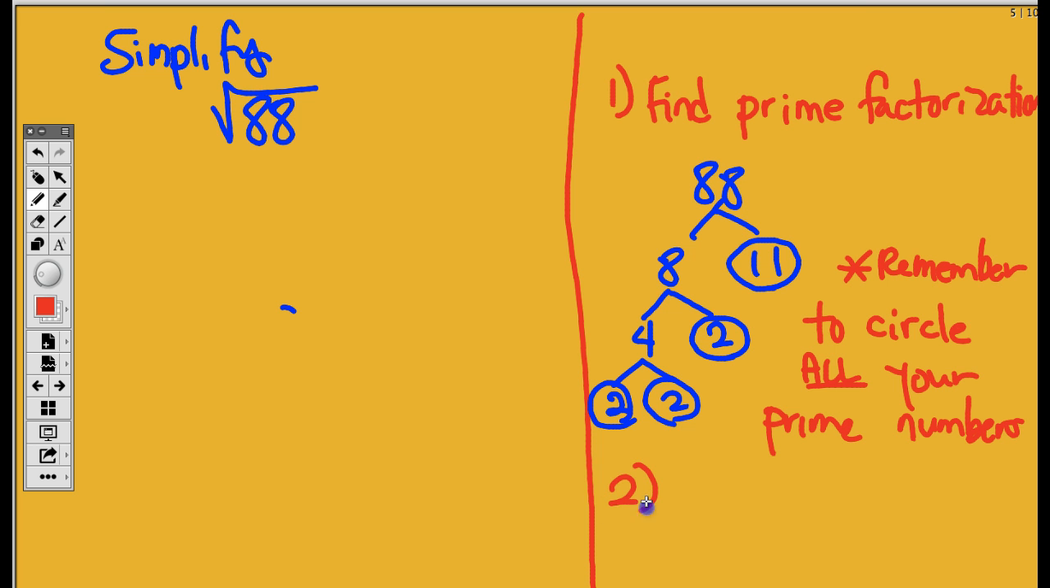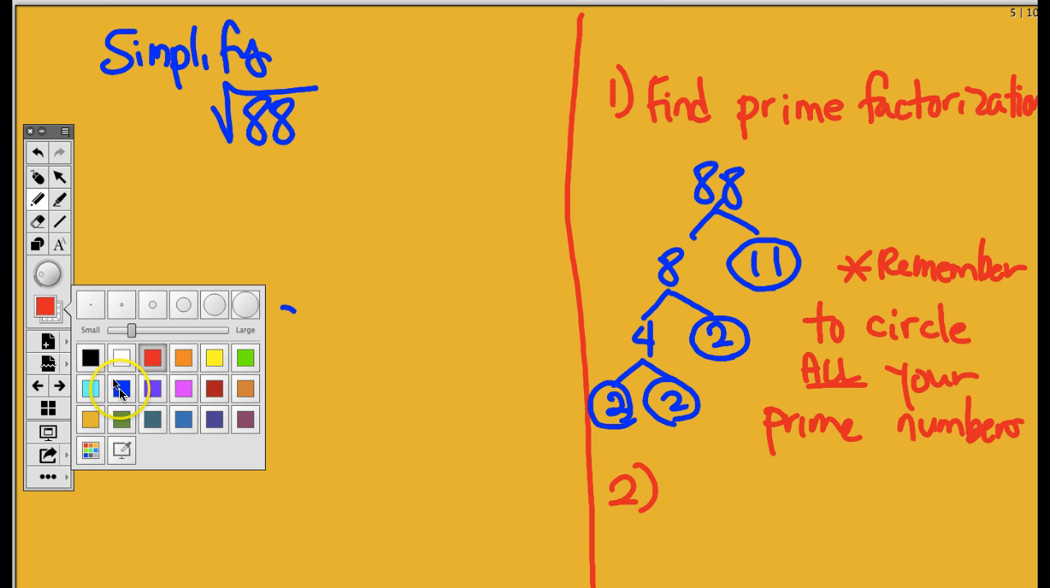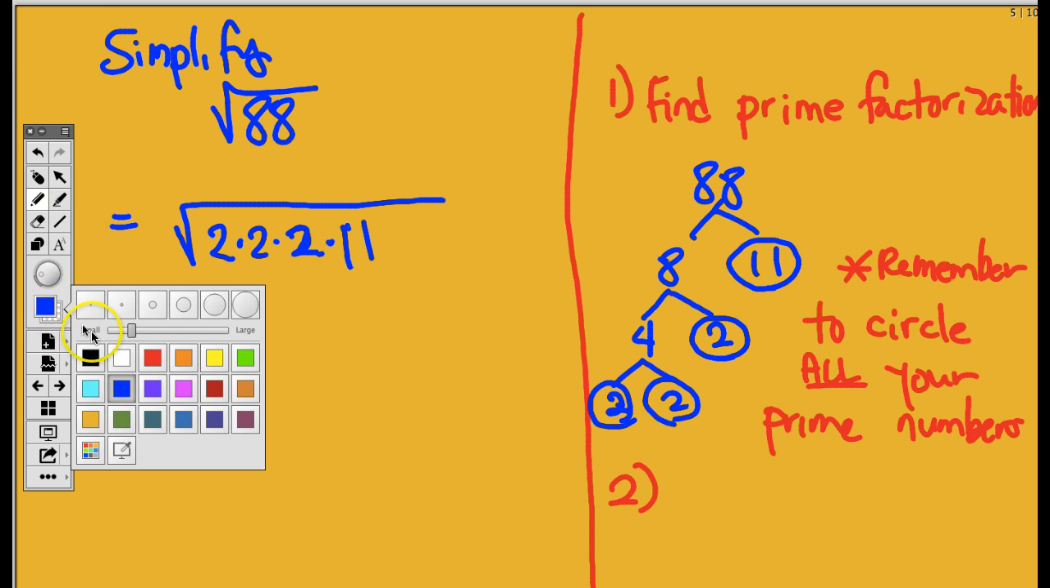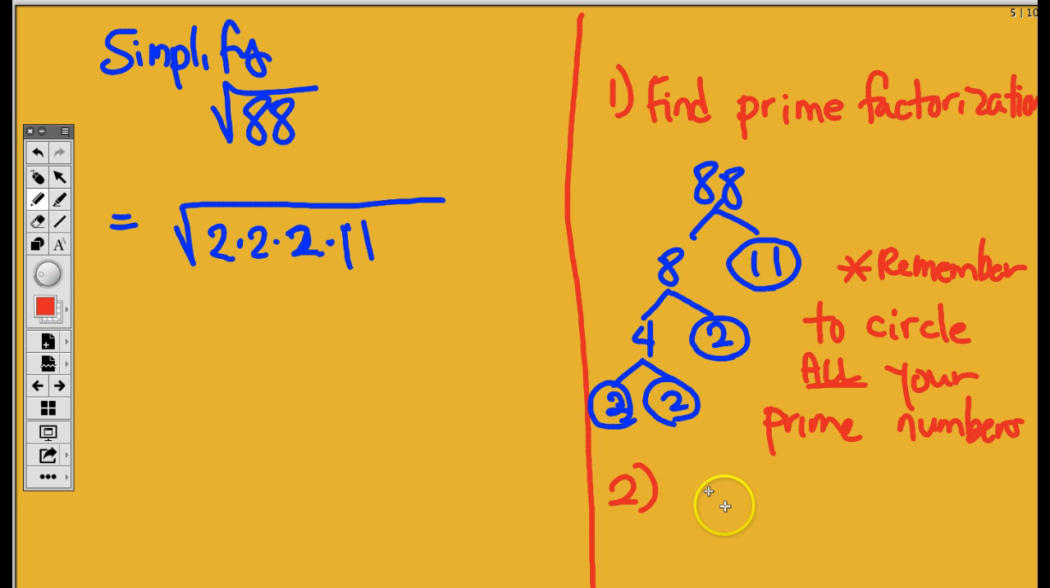So then the next step to simplify something like square root of 88 is to just write your 88 in your prime factorization form. So if you look over here, 88 is the same as 2 times 2 times 2 times 11, right? And you know, if you don't believe me, what you can do is actually multiply everything together. 2 times 2 is 4, 4 times 2 is 8, and 8 times 11 is, ta-da, 88. So this is really important that you know when you multiply everything, it ends up being the original number that you started with.